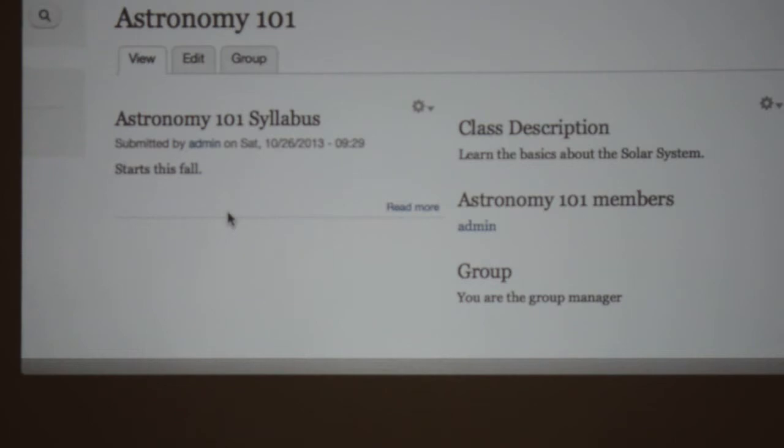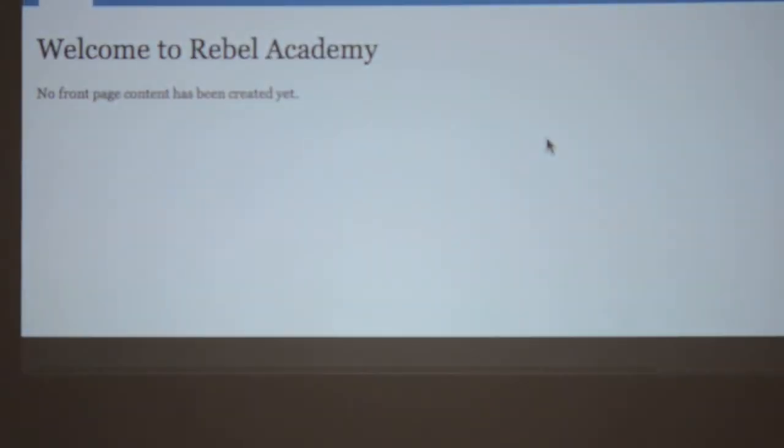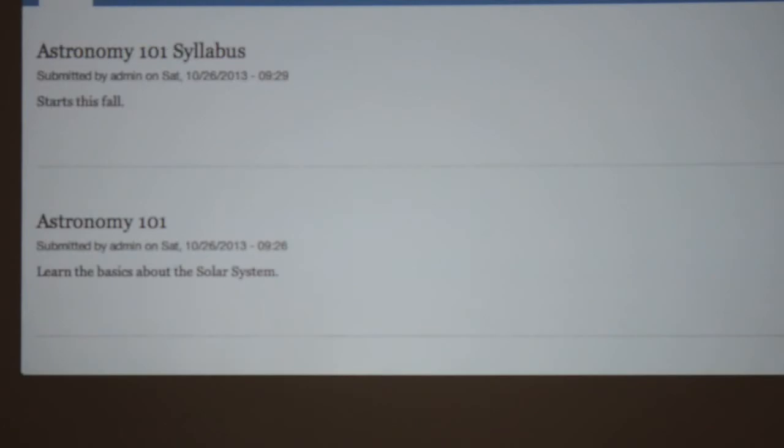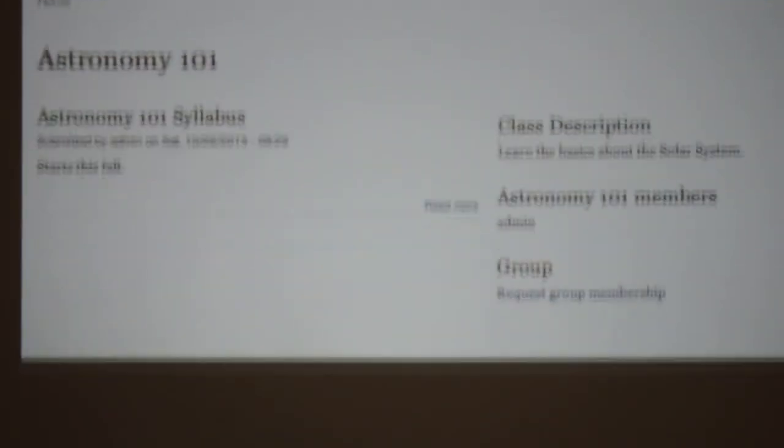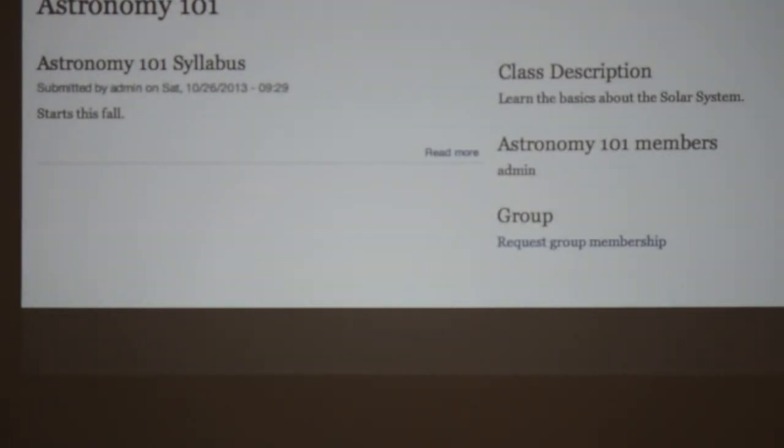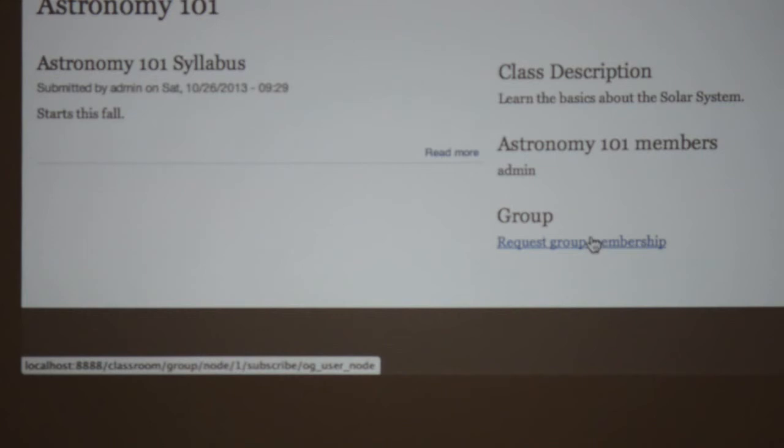Okay, so far we've been looking at this through the eyes of an administrator, but how does this look for a student? So let's go to Chrome. We're going to refresh. And we're going to go to our class here. And this is what it looks like for them. Pretty much the same thing, except right here it says request group membership. You can think of this like join this course or whatever.